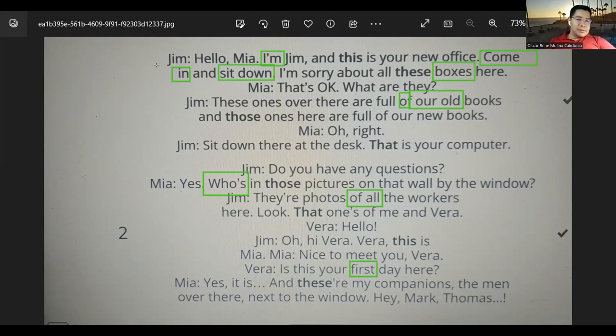Hello, Mia. I'm Jim. And this is your new office. Come in and sit down. I'm sorry about all these boxes here. That's okay. What are they? These ones over there are full of books. And those ones here are full of our books. All right.